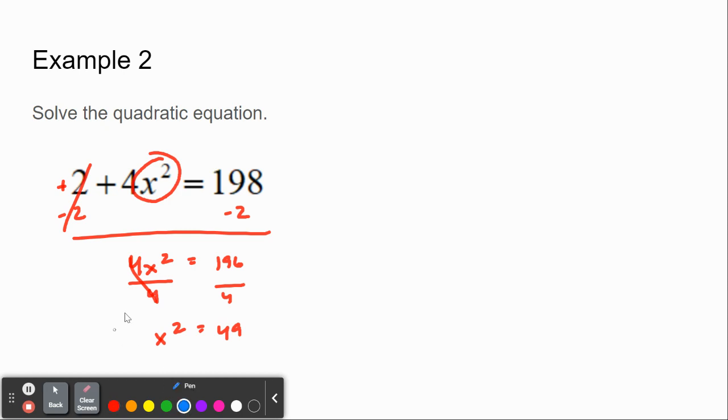Now we will do step 2, which is taking the square root of both sides. So I take the square root of the left side, the square root of the right side. With that 49, make sure you put a big plus or minus in front of that square root.